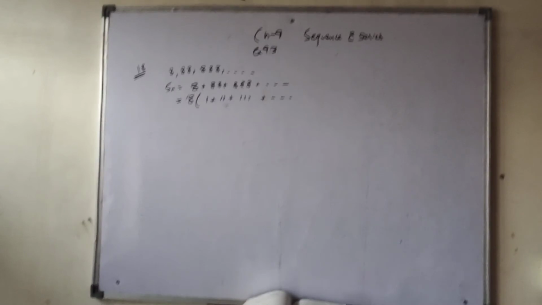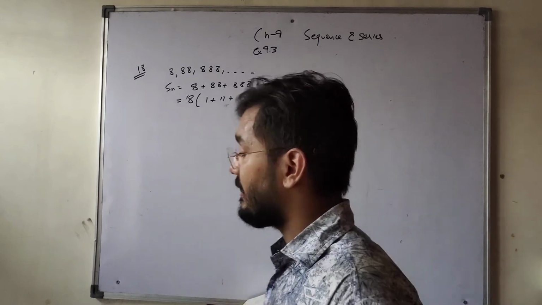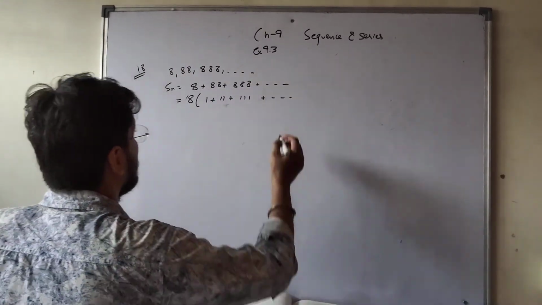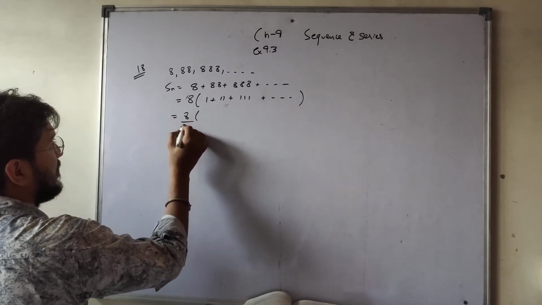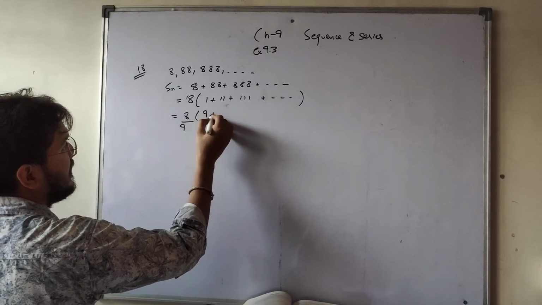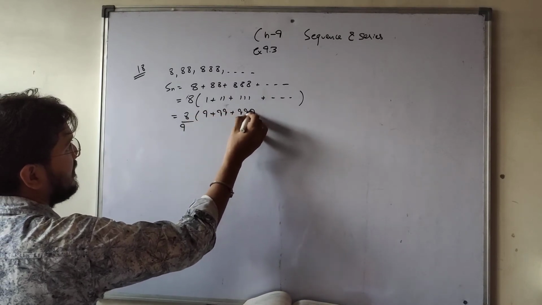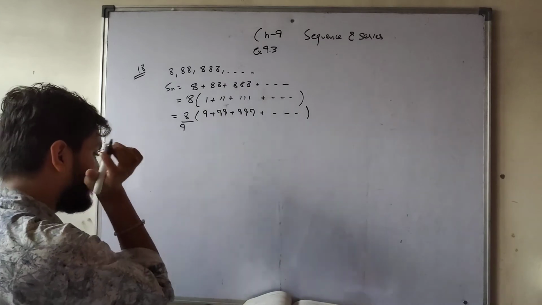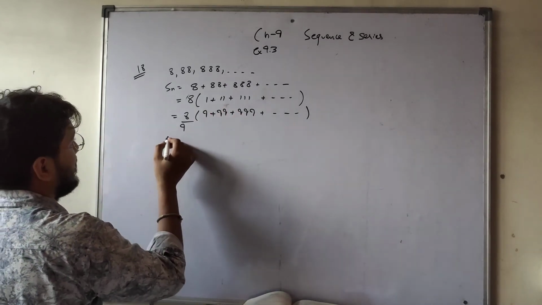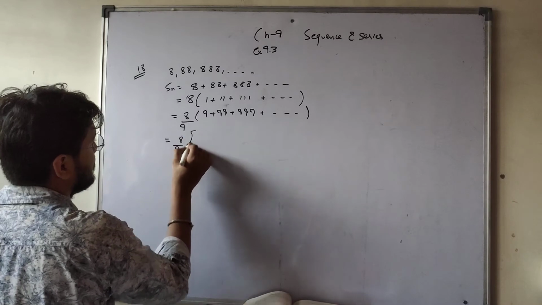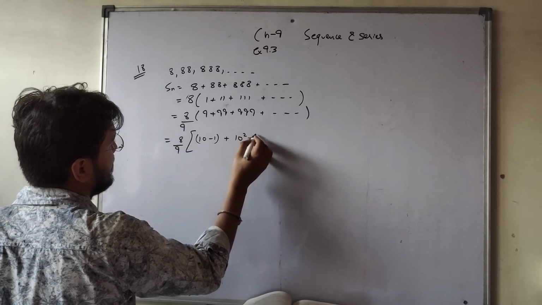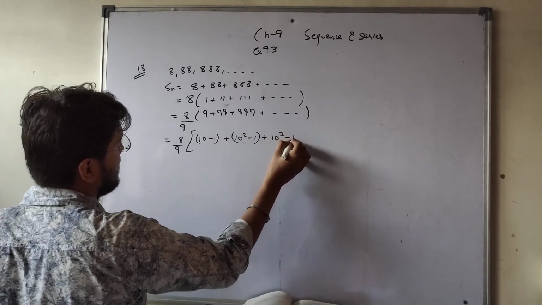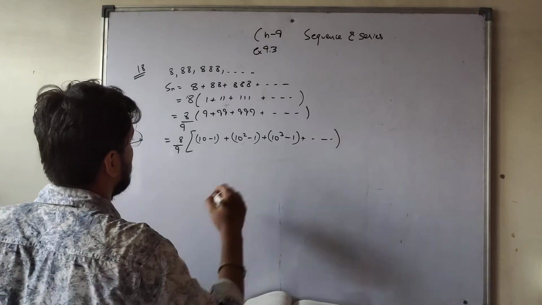So if I take 8 common and multiply this whole by 9, right? I have taken 8 common, and now we multiply by 9 on both sides, so 8 upon 9, and 9 inside we have multiplied, so 9 plus 99 plus 999 plus and so on, right? So that means 8 upon 9, this can be written as 10 minus 1, plus 10 square minus 1, plus 10 cube minus 1, and so on, right?